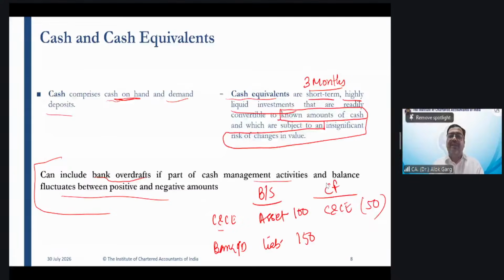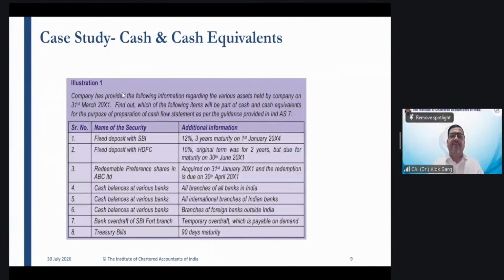Now, friends, let's quickly do some questions from the ICAI study material. Let me check your knowledge on this. Illustration number 1. Company has provided the following information regarding the various assets held by the company on 31st March 2001. Find out which of the following items will form part of cash and cash equivalent for the purpose of preparation of cash flow statement as per guidance provided in Ind AS 7. Fixed deposit with SBI, 12%, 3-year maturity on 1st January 2004.